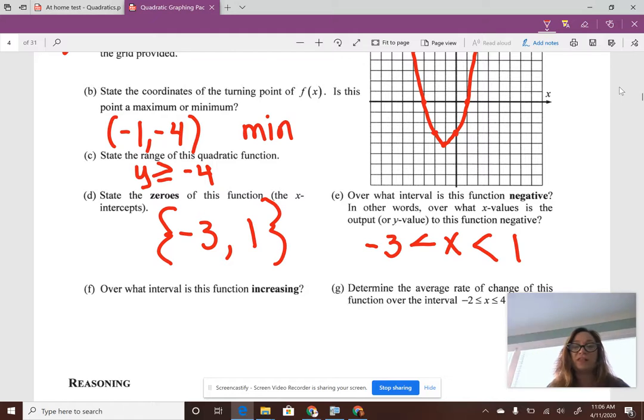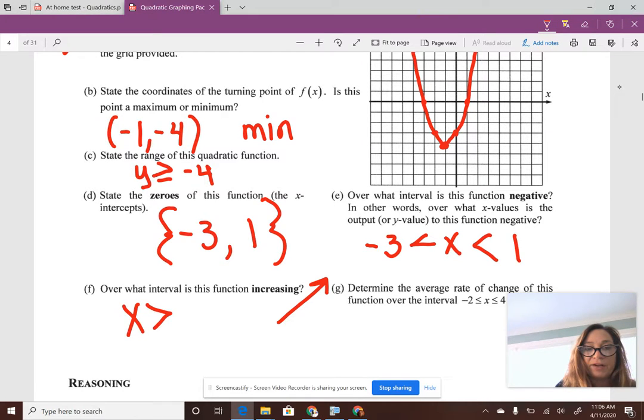Over which interval is the function increasing? Increasing is going up. So it starts going up once it turns. It turns at this -4. So it turns when x is greater than the -1, because I'm using the x values. Over which interval is this function increasing?